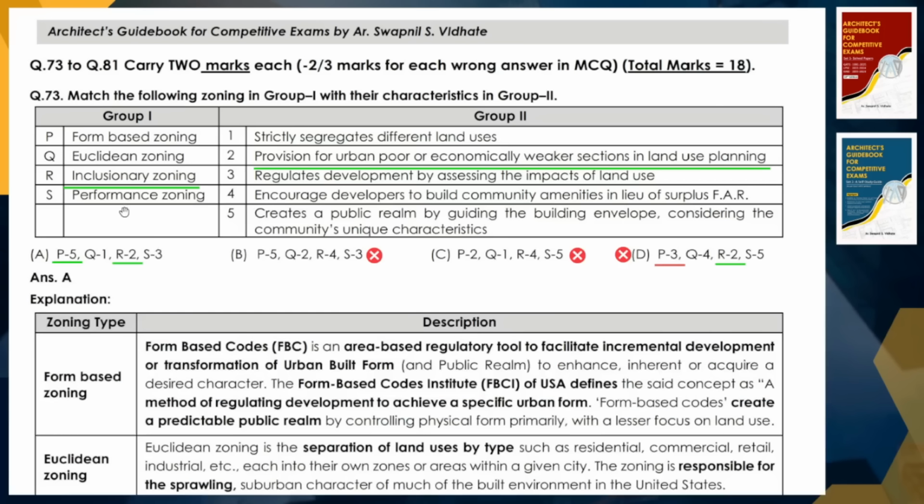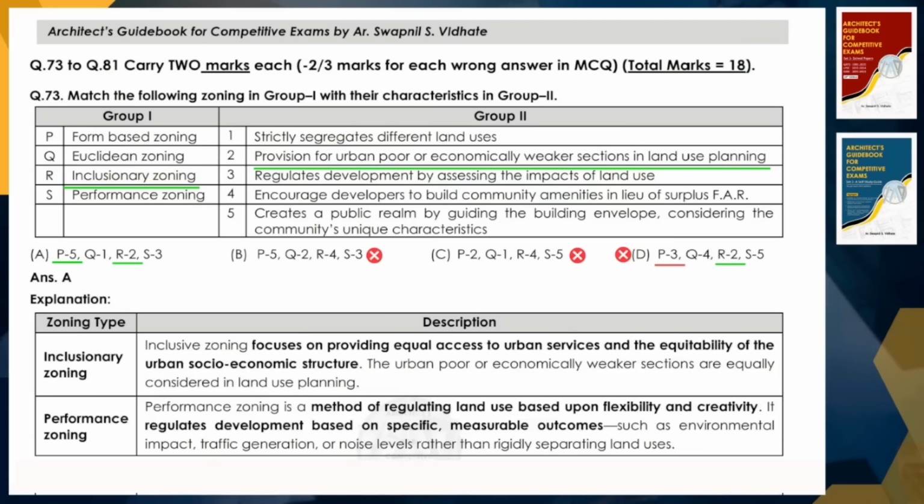I have described all these types of zoning in the explanation. You can pause the video and read about form based zoning, Euclidean zoning, and the remaining terms like inclusionary zoning and performance zoning, etc. So I will skip this explanation. You can pause the video and watch the description which is already provided.